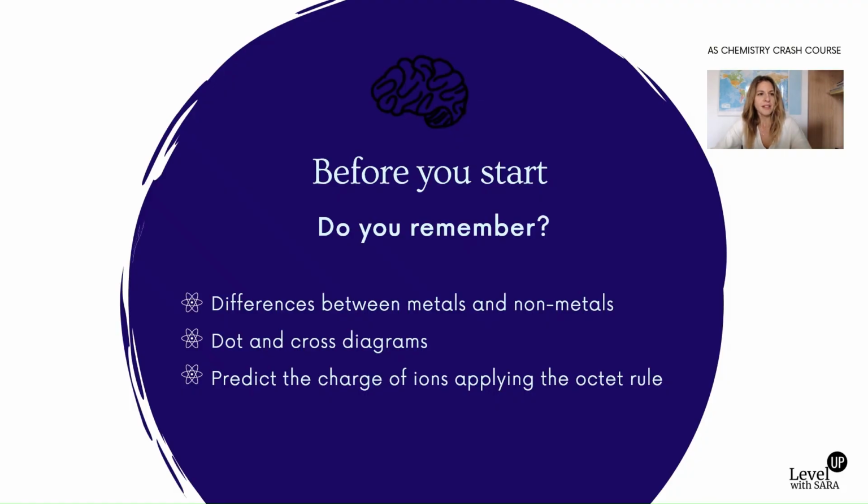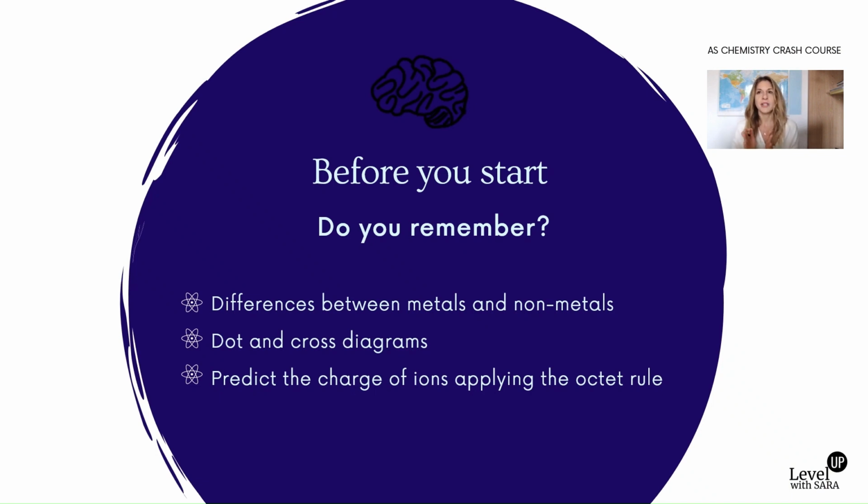Okay. The first thing before we start, remember metals and non-metals. What I need you to be able to do is predict the charges of an ionic compound, remembering that metals are on the left-hand side, non-metals on the right-hand side. Remember, metals become positive ions, non-metals negative ions.